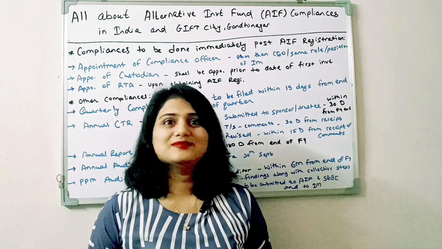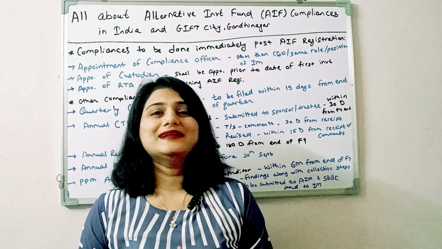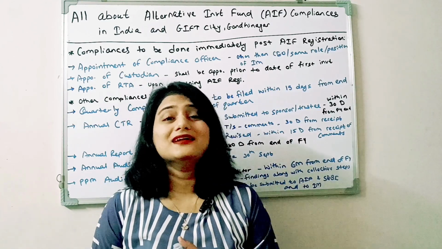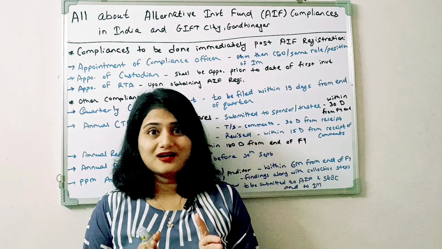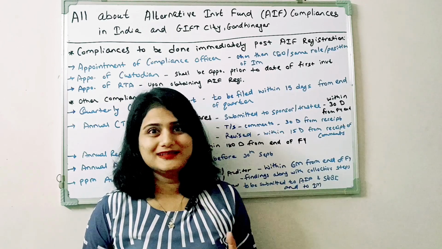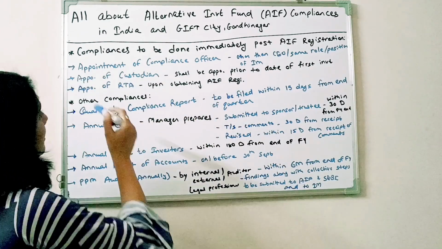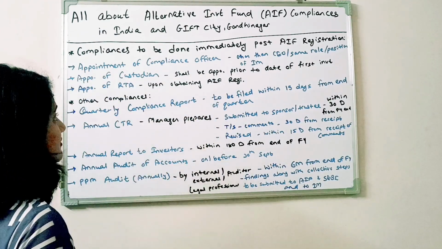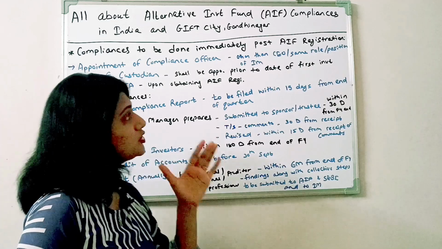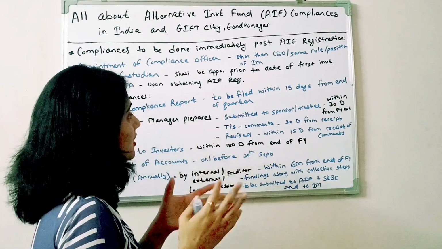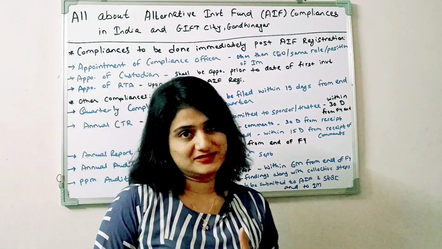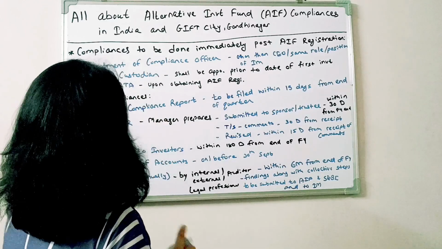However, it is advisable that a CS should be appointed as a compliance officer, because a CS has thorough knowledge about all the compliances which are applicable to AIF. Okay. Next, appointment of the custodian. The custodian should be appointed prior to the date of first investment in the scheme.